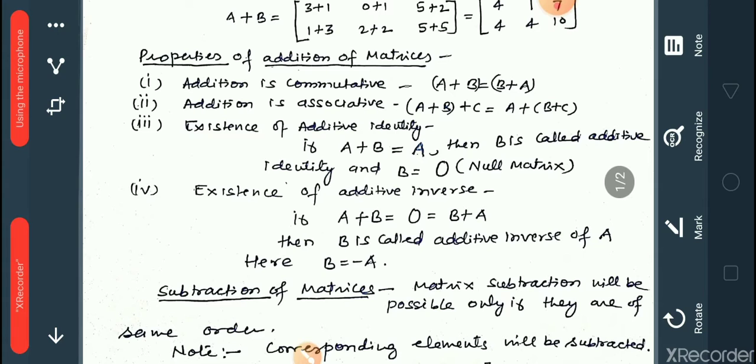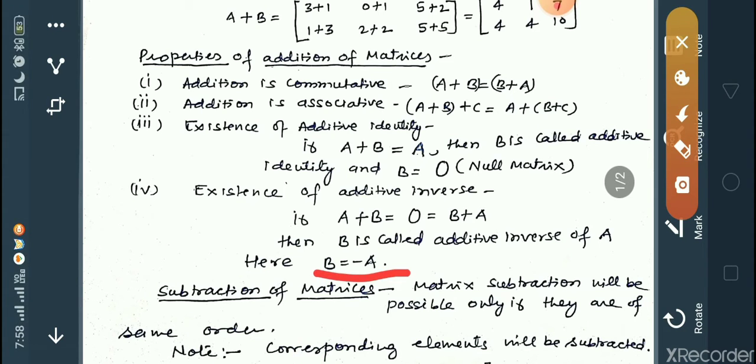Okay, got it. It is written here b is equal to minus a. Now move to subtraction of matrices.